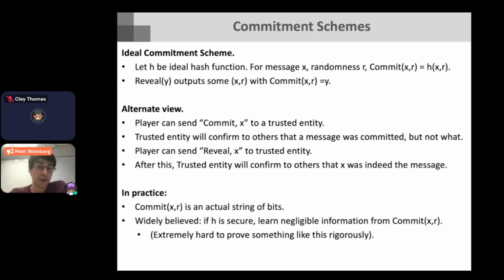Now again, in practice, this alternate view is not exactly what happens. In practice, the commitment is an actual string of bits. So the commitment is not actually locked behind a trusted entity that no one can interact with. In reality, it's a string of bits. And because it's a string of bits, people can try to hack around it. They can say, because the first bit is 1 and the last bit is 0, I think it's more likely that the commitment is one thing instead of another. So they can try to do that. And what's widely believed is that if you use a secure hash function, then this process doesn't work.